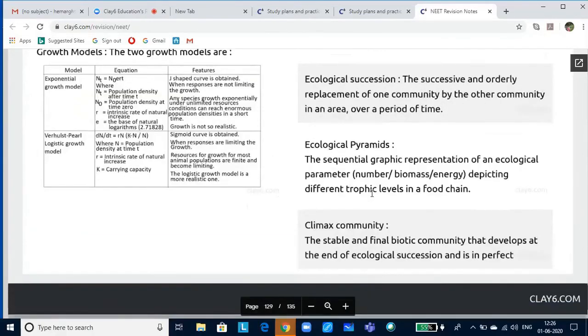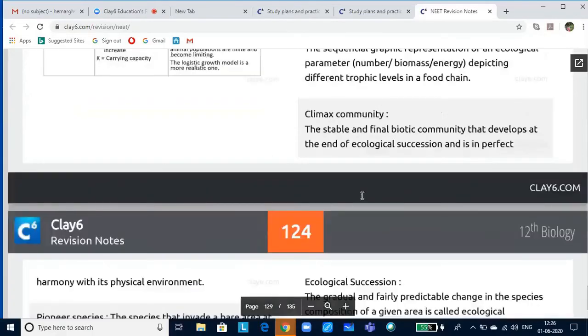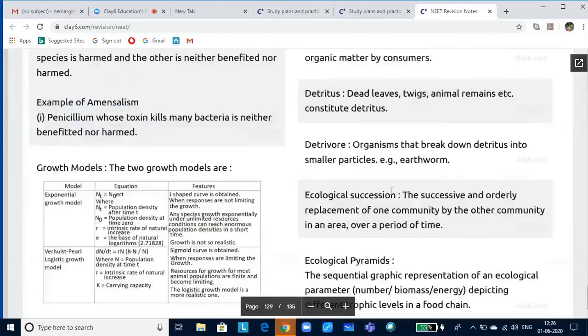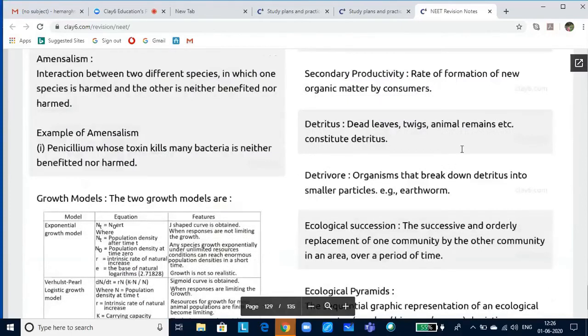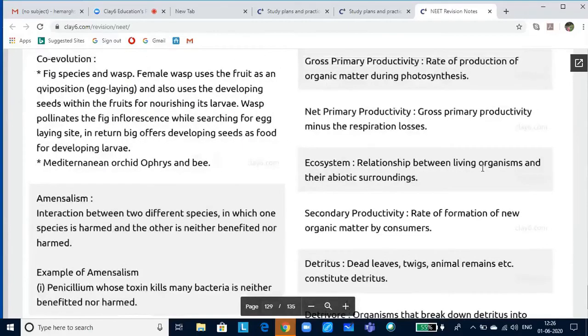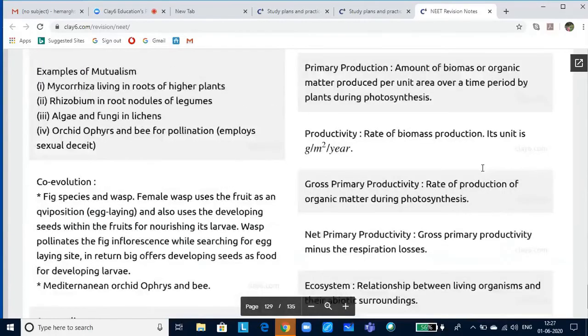Now let us look at the functions of the ecosystem. Now you should understand there are four major functions of ecosystem. One is productivity, second is decomposition, third is energy flow, and fourth is nutrient cycling. The rate of biomass production is called productivity. Now there are three kinds you have to understand: primary productivity, gross primary productivity and net primary productivity.